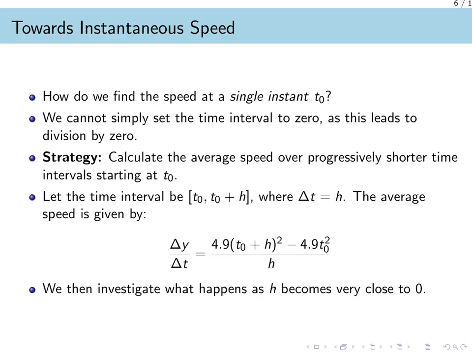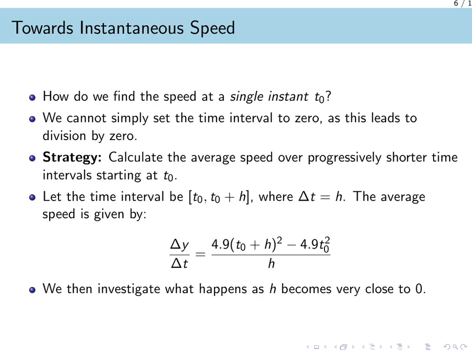So instead, we will calculate the average speed over a tiny time interval that starts at t0 and has a very short duration, which we will call h. For our falling rock, the average speed is given by the expression 4.9 times the quantity t0 plus h squared minus 4.9 times t0 squared, all divided by h. The key idea is to investigate what value this average speed approaches as the time interval h gets closer and closer to zero. This process lets us find the speed at a specific moment by looking at the trend over shrinking time intervals.